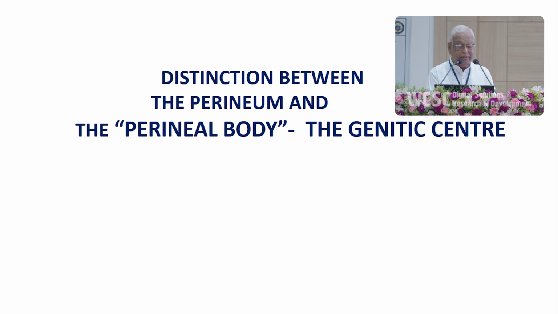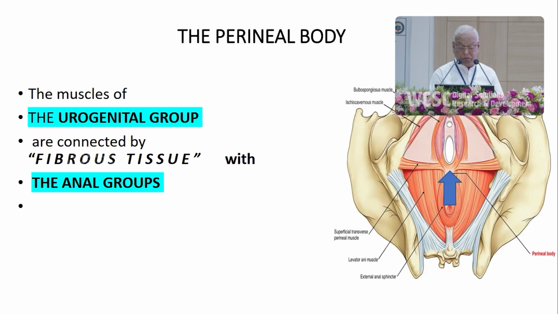And the genetic center is one of the centers in full discussion. So it is the perineal body or the genetic center. Perineal body is the anatomical term, and in our spiritual term it is the genetic center, where the front urogenital group and the back anal groups meet at a central point with a fibrous nodule.